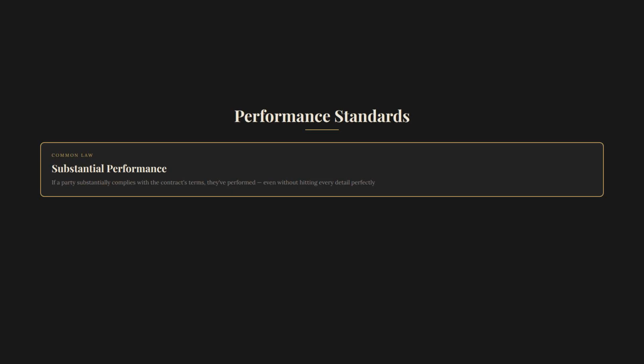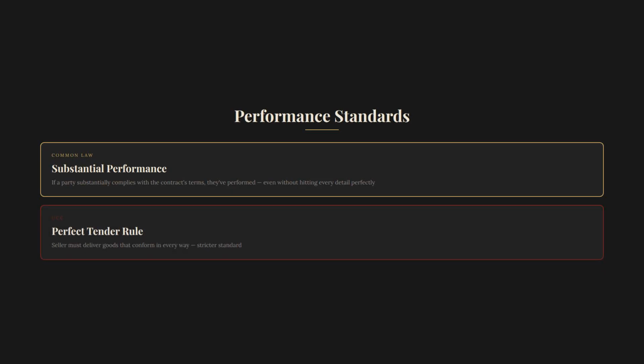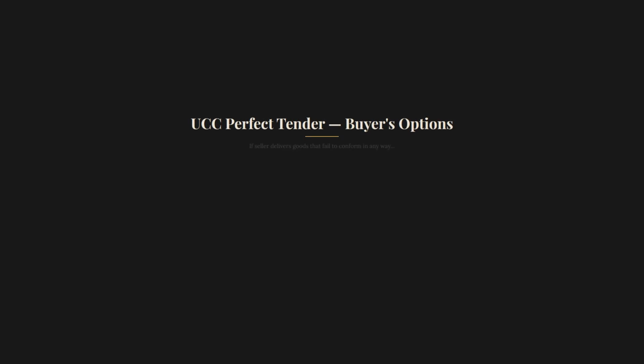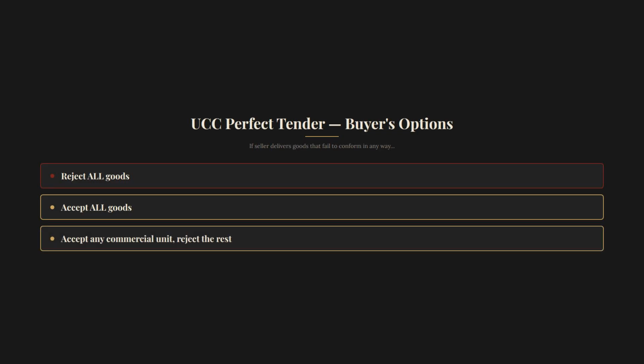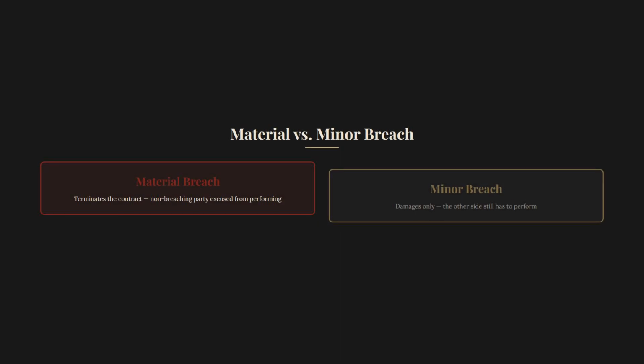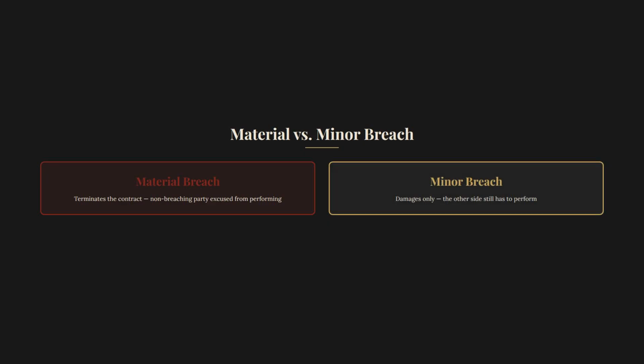Under common law, the standard is substantial performance, which means if a party substantially complies with the contract's terms, they've performed, even if they didn't hit every detail perfectly. Under the UCC, the perfect tender rule applies. So if the seller delivers goods that fail to conform to the contract in any way, the buyer can reject all the goods, accept all of them, or accept any commercial unit and reject the rest. Under the UCC, sellers must hit perfect tender, which is a stricter standard than substantial performance. A material breach terminates the contract and excuses the non-breaching party from performing, while a minor breach gives rise to damages only and the other side still has to perform. Let's go.